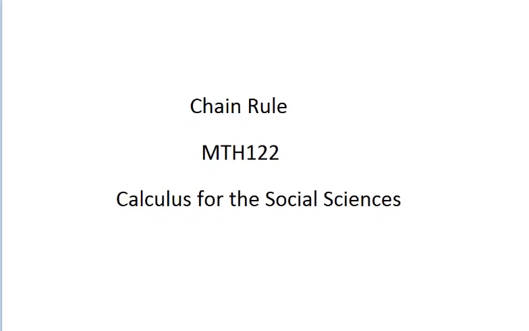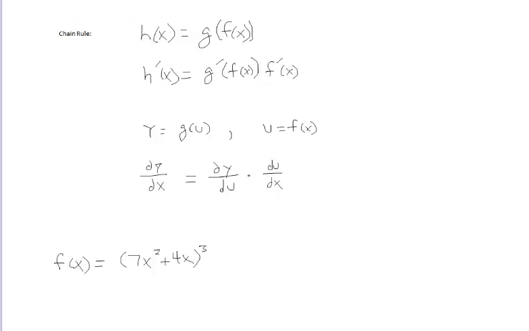Here in this video we're going to take a look at the chain rule and how we use that to take derivatives. Remember, when we're using the chain rule, we have a composition of functions. So the notation that you'll see for the rule is h of x is equal to g of f of x, and h prime of x is equal to g prime of f of x times f prime of x.